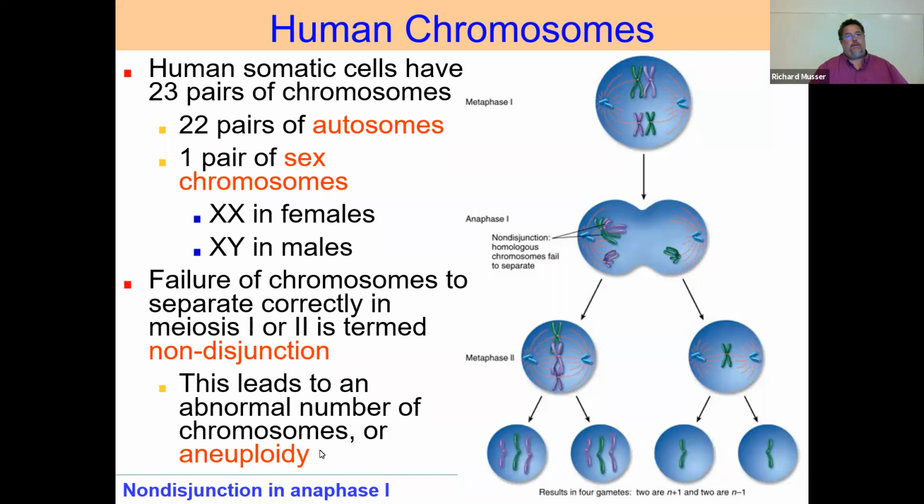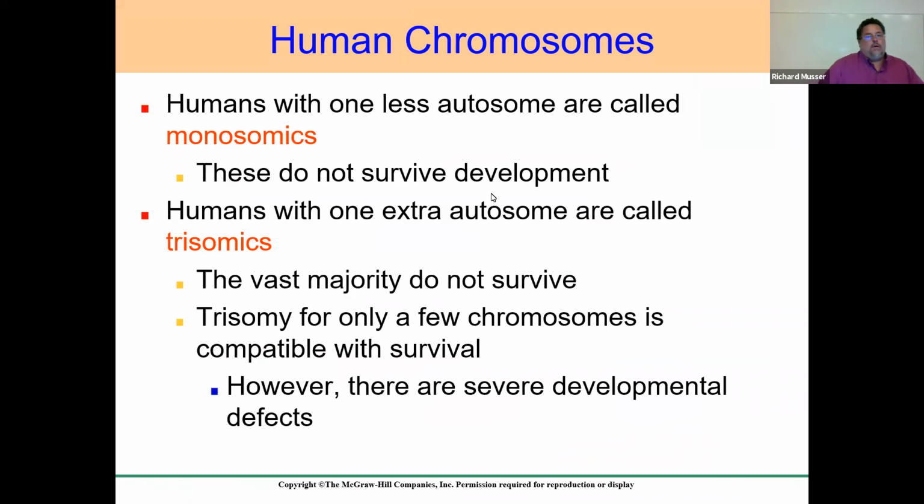Remember, you're supposed to have 23 pairs of chromosomes. Well, some people could have an extra chromosome or 1 less chromosome. Humans with 1 less autosome are called monosomics, but they typically do not survive development. Humans with 1 extra chromosome are typically called trisomics. The vast majority do not survive, but some trisomies work in some chromosomes, but typically have developmental defects.